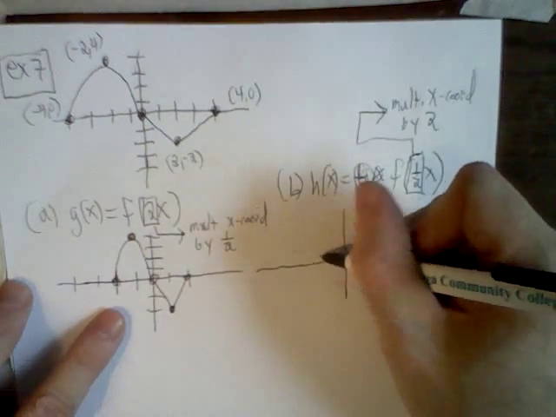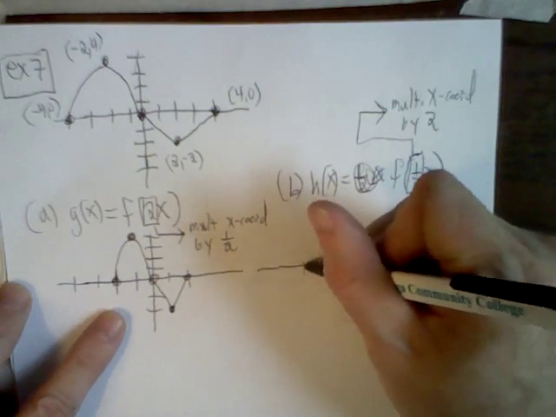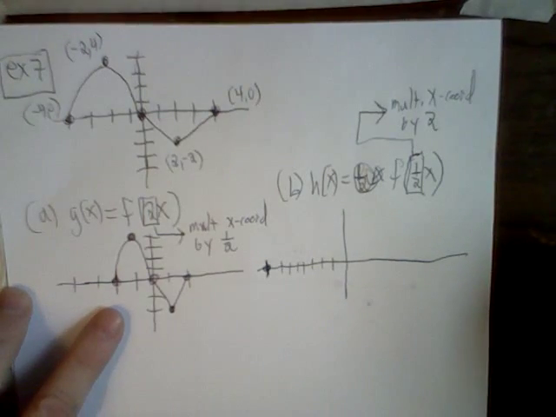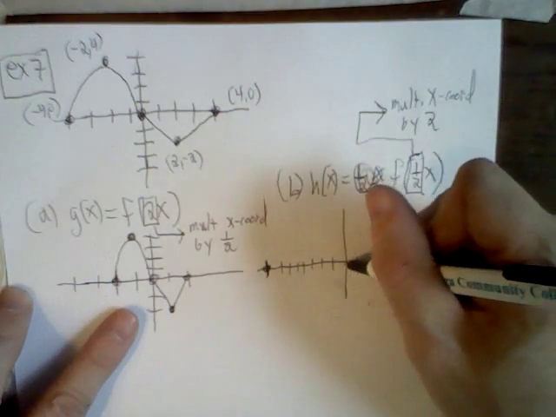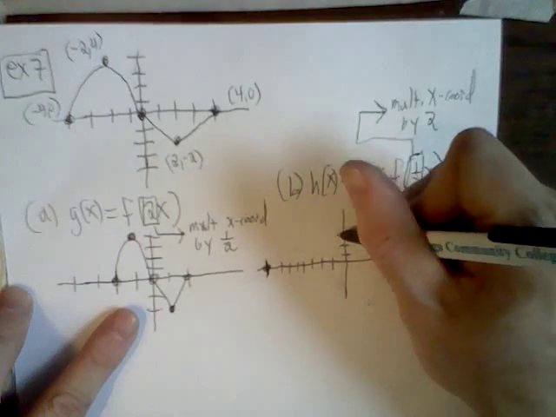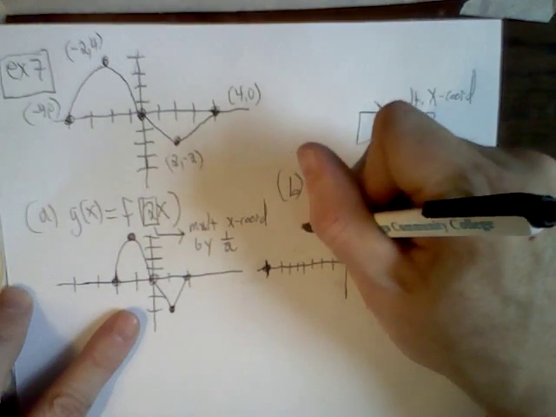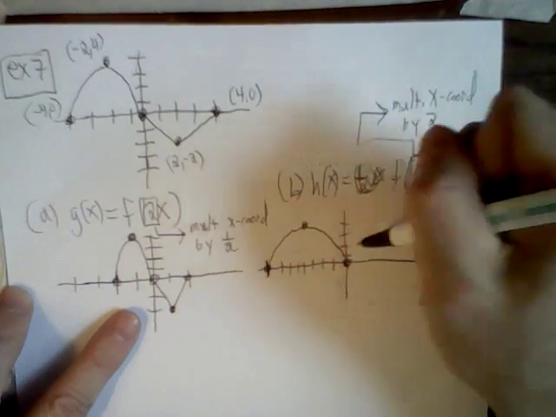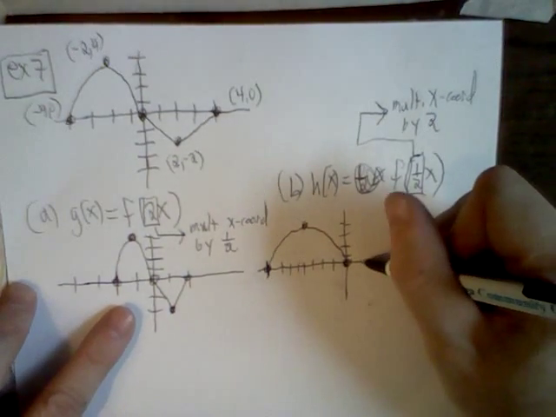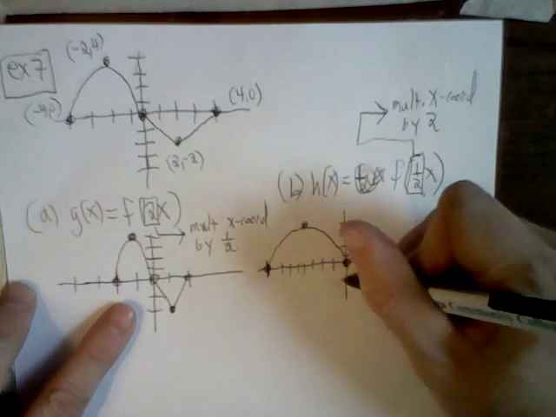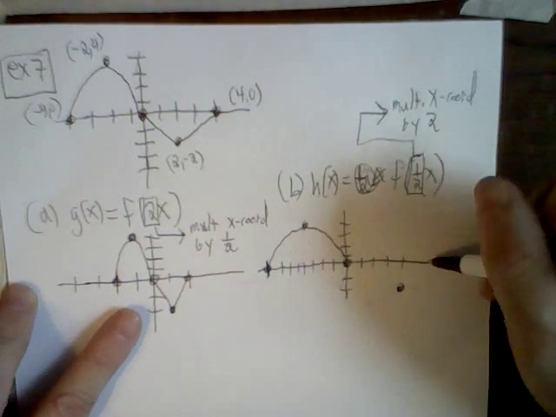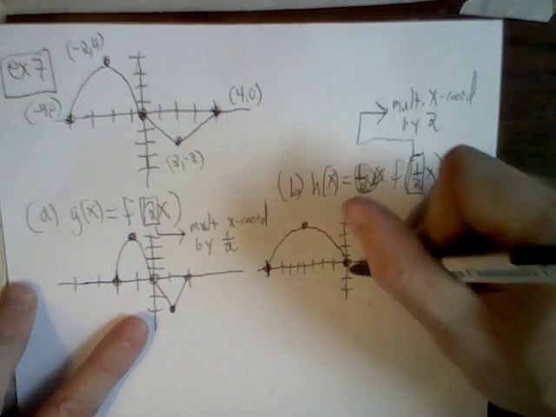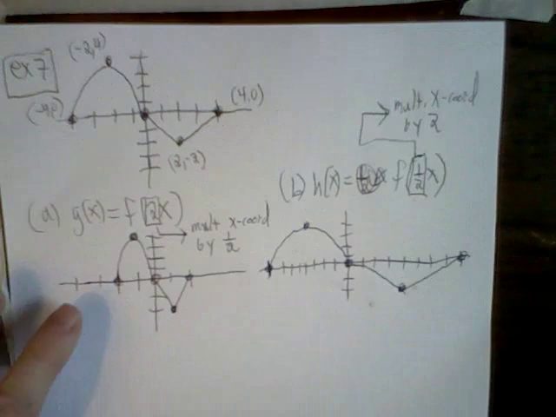Right, so instead of negative 4, 0, you'll have negative 8, 0. Instead of negative 2, 4, you'll have negative 4, 4. Well, 0, 0 will stay the same, because 0 times 0 is 0. And then instead of 2, negative 2, you'll have 4, negative 2. And then instead of 4, 0, you have 8, 0. And there it is.